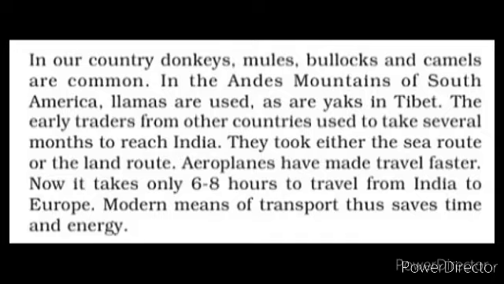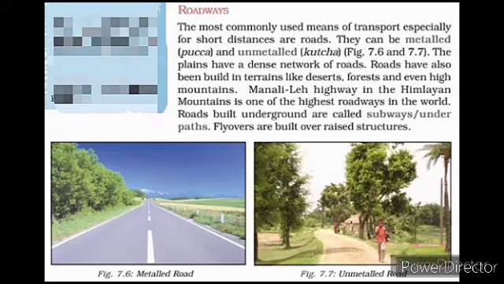The four major means of transport are roadways, railways, waterways, and airways. Today we will start with roadways. The most commonly used means of transport, especially for short distances, are roads, obviously. They can be metalled, known as pakka, and unmetalled, known as kacha.